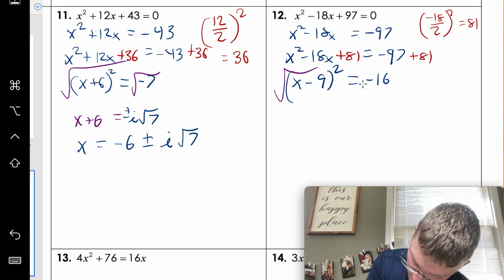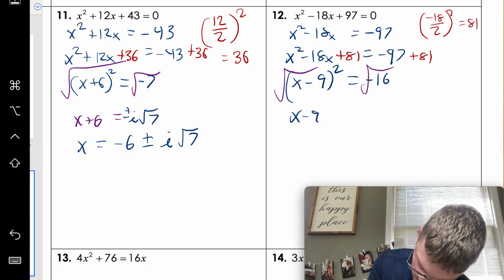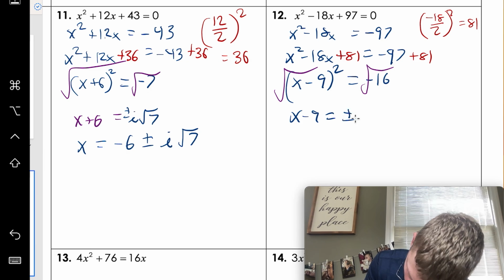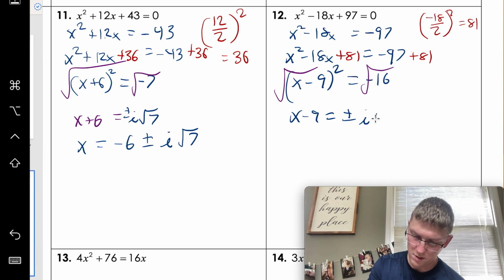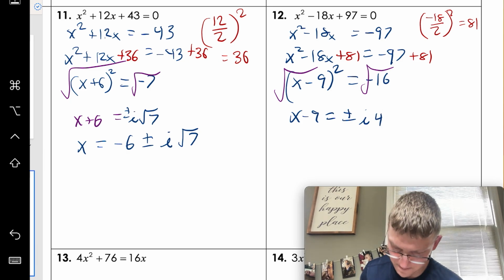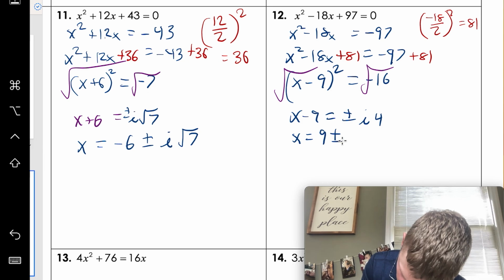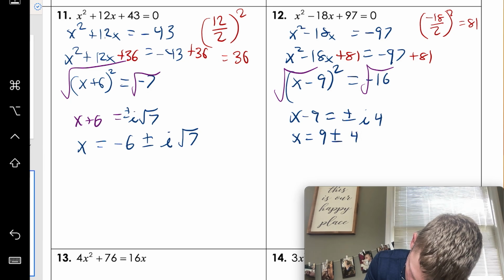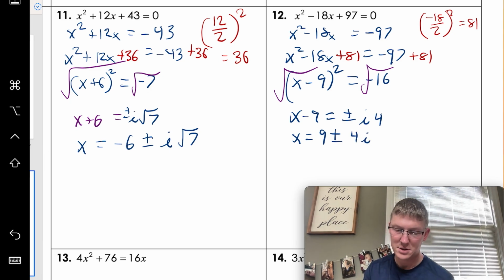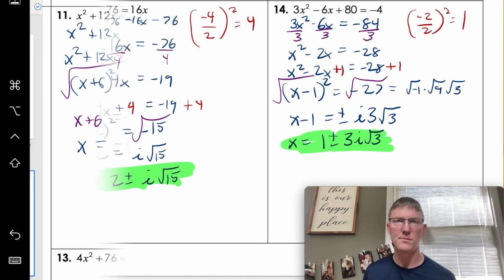We're going to square root both sides. Then we're going to have x minus 9 equals plus or minus i square root of 16, which is 4. So that's fun. So then our 9 is going to go over, so our x equals 9 plus or minus, well, we should technically write it correctly, 4i. So there you go. So same thing with 13 and 14. Try them yourself, and I'll put the solutions on the screen.